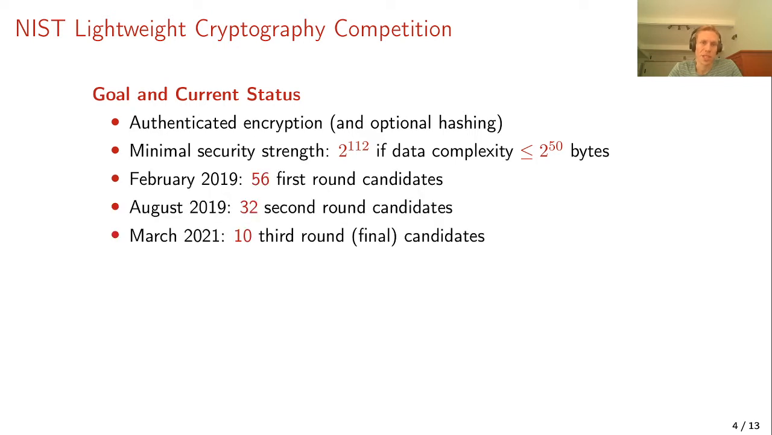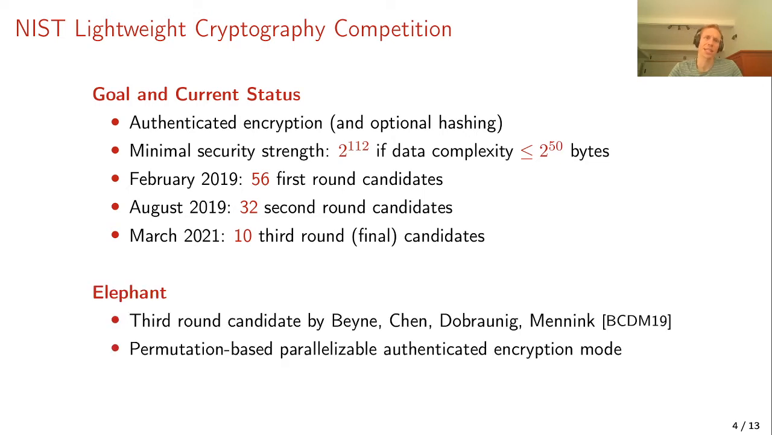The competition was started officially in February 2019 with the submission of 56 first round candidates. In August they went to the second round with 32 second round candidates, and in March of this year they went to the final round with 10 finalists. And one of these finalists is Elephant.